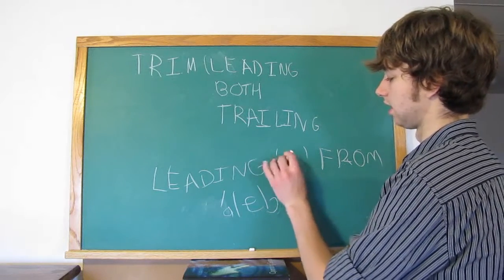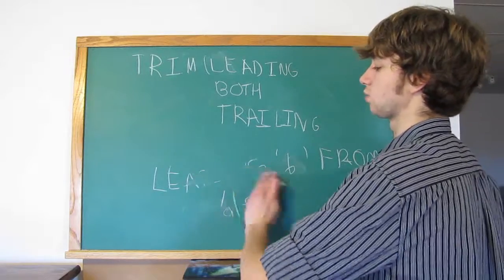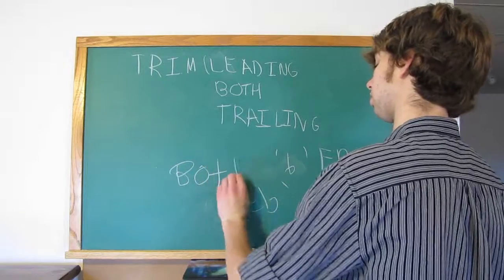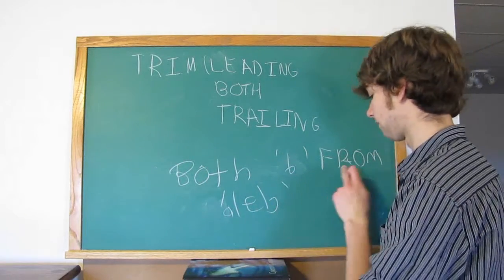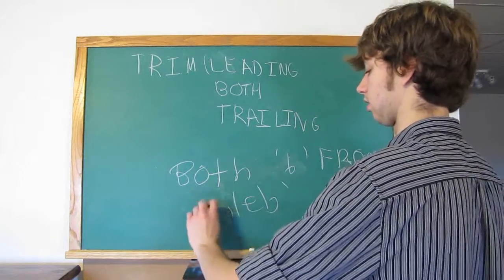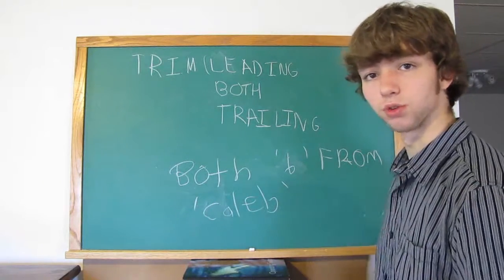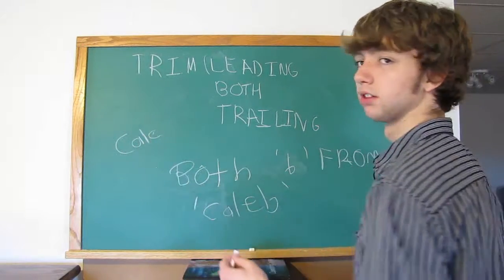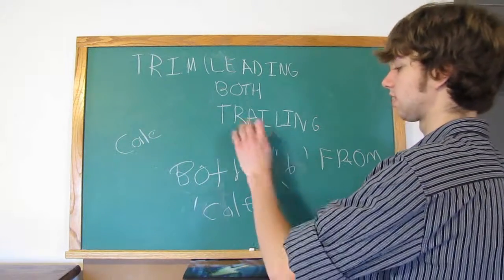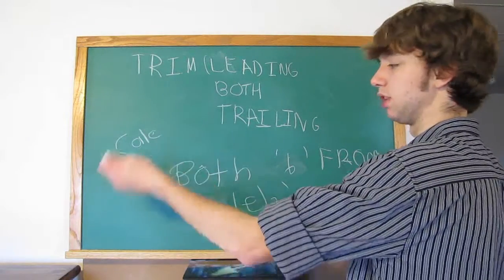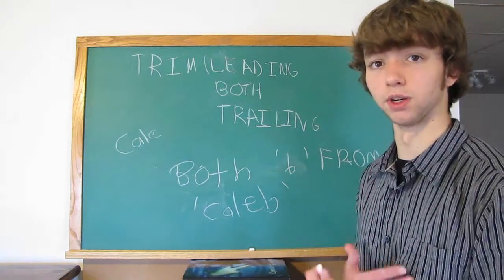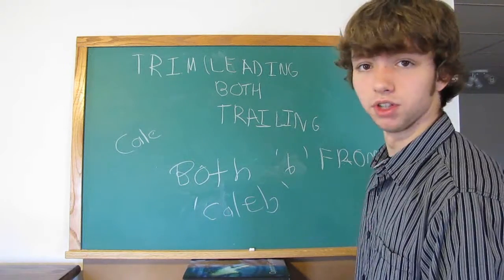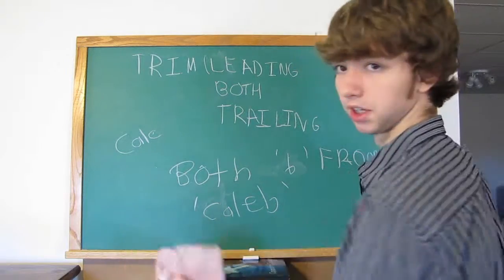So if I replace this with both, let me show you an example here. Both B from Caleb. The result it gives you is going to be C-A-L-E, not Caleb, because it takes both the beginning B's and the ending B's and gets rid of them. But there aren't any B's at the beginning, that's why it's still like that. Hopefully that made sense. Let me try and explain that a little better.